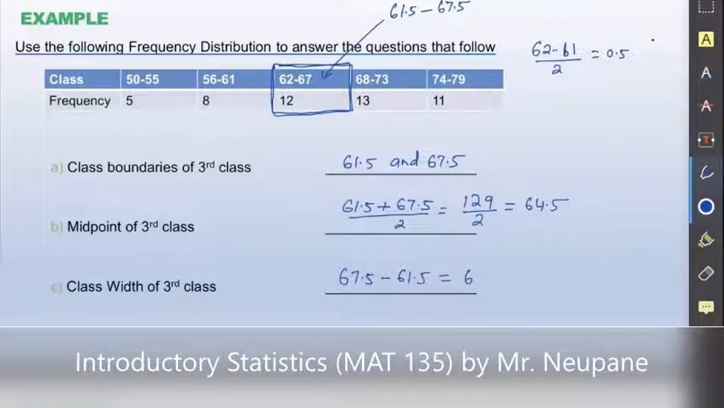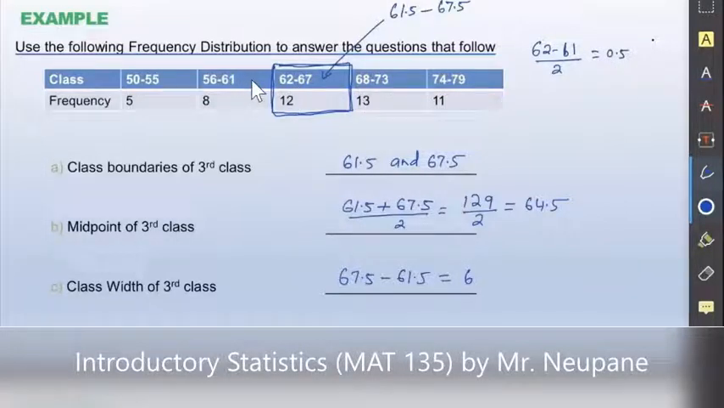Any question on this example? Yes, I have a question. Are the class boundaries and the midpoint always divided by 2? Whenever you want to find the midpoint, yes, you have to add the boundaries and divide by 2, because we are looking for the value in the middle. So always add the boundaries and divide by 2. Okay, and the same with the boundaries? You always add the 61 and the 62. I mean, you subtract those and then you divide by 2 always.